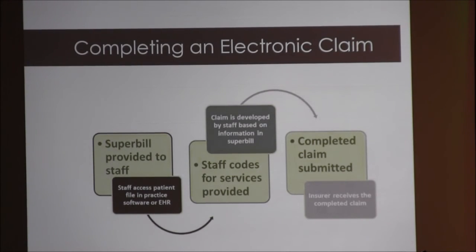So how do we complete an electronic claim? The coding and the billing staff use the electronic claim system, which has practice management software in it now. We no longer use the paper super bill. We're using the EMR and all of the documentation that the doctor put into the EMR in order to generate the bill. So the super bill is provided to the staff.